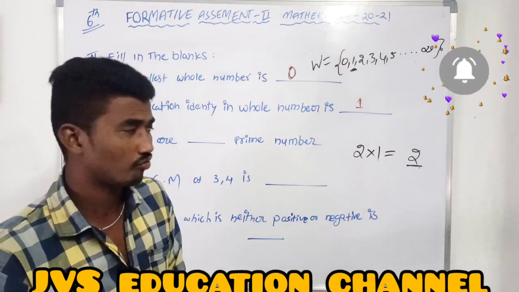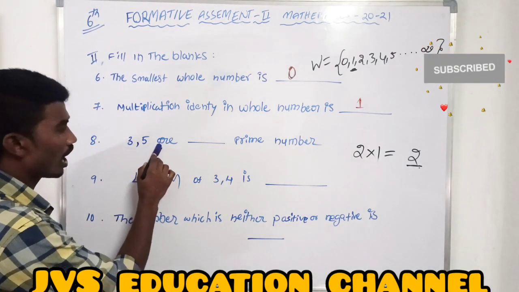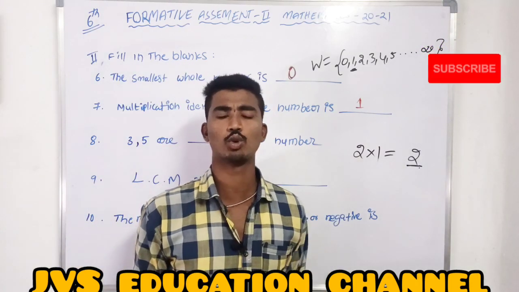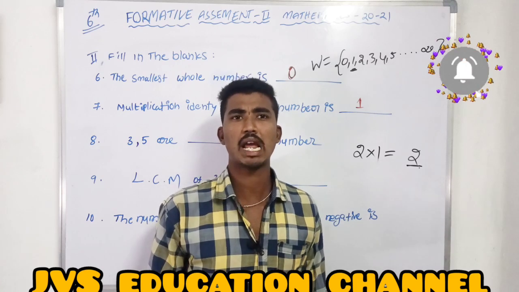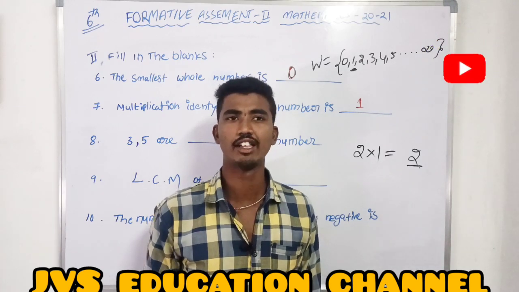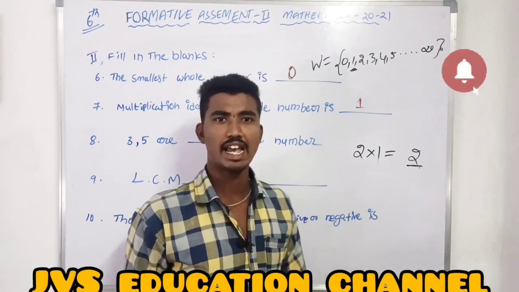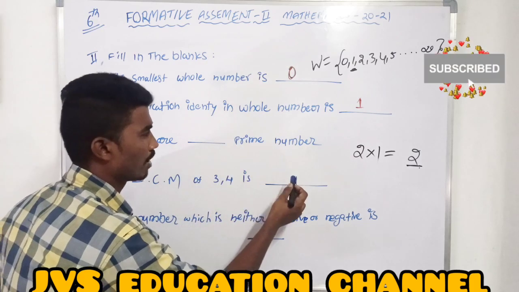Multiplicative identity is 1. The next question is: 3, 5 are dash prime numbers. Listen, previously we explained what prime numbers are. A prime number is a number which has only 2 factors. These are called prime numbers. And next, what is the question? 3, 5 are dash prime numbers.